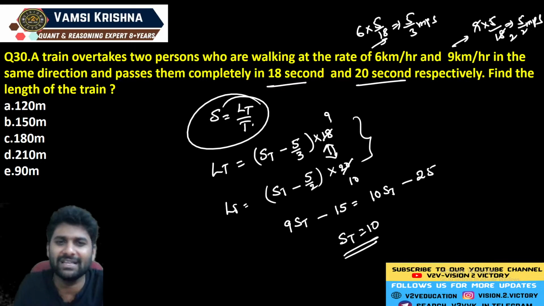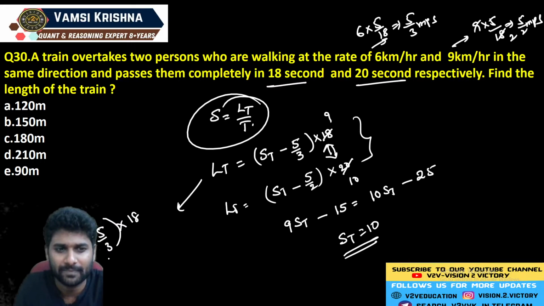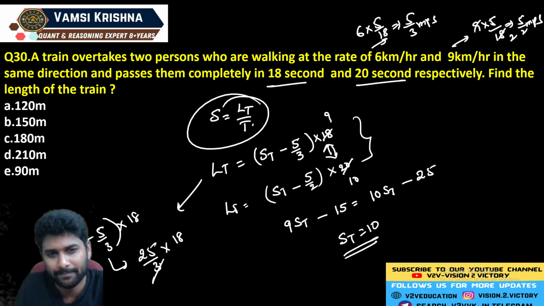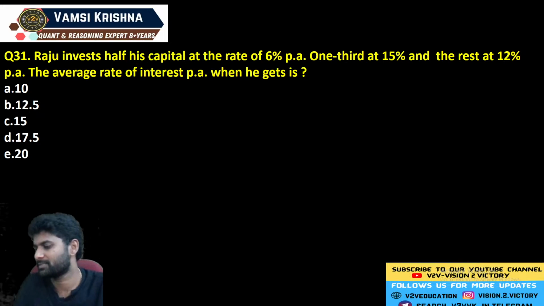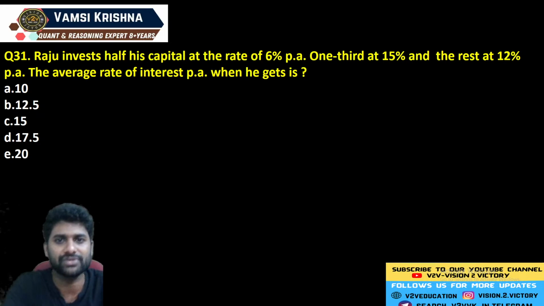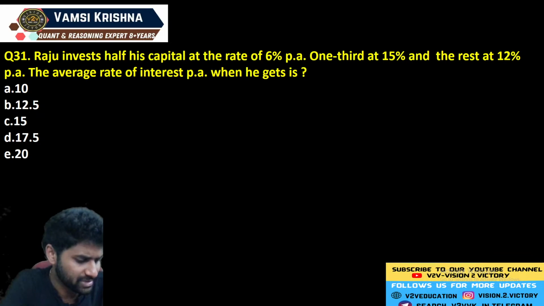Now the question: find the length of the train. Length of the train means 10 minus 5 by 3 multiplied by 18. So 25 by 3 multiplied by 18. So 3 becomes exactly 6 times. 25 times 6 is 150 meters. You need concepts, guys. So try to focus on each and every concept. If you know the concept, then you can solve any question, guys.